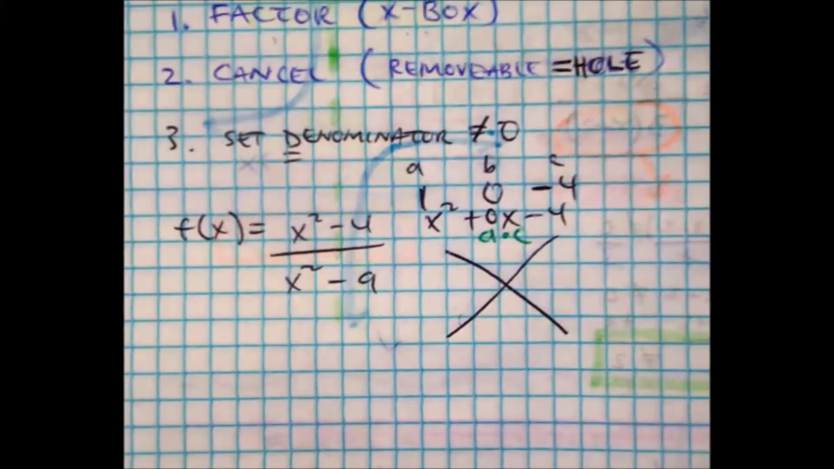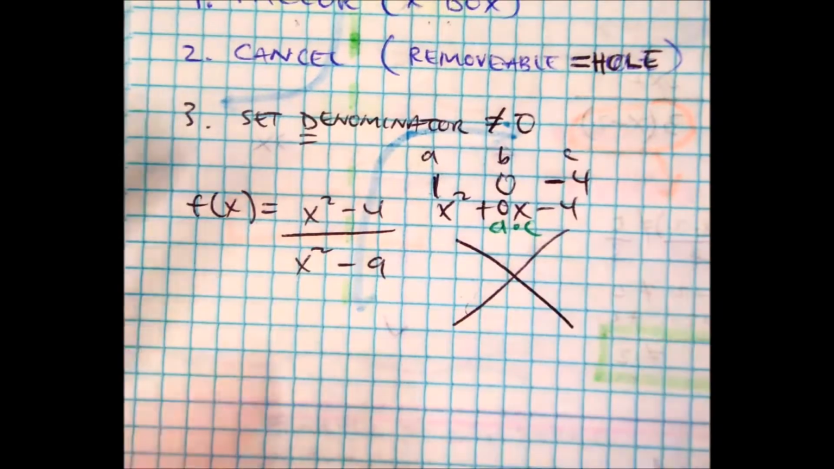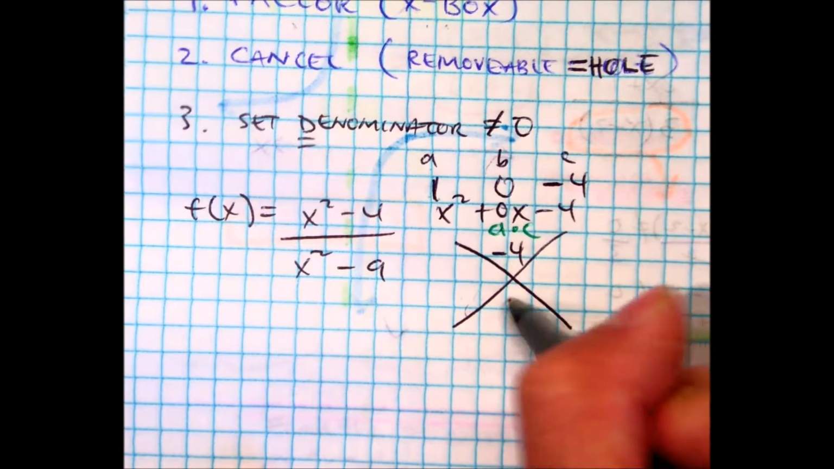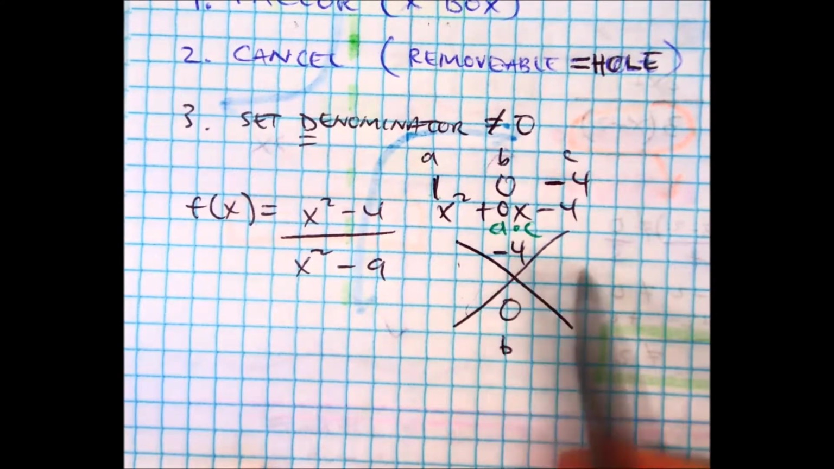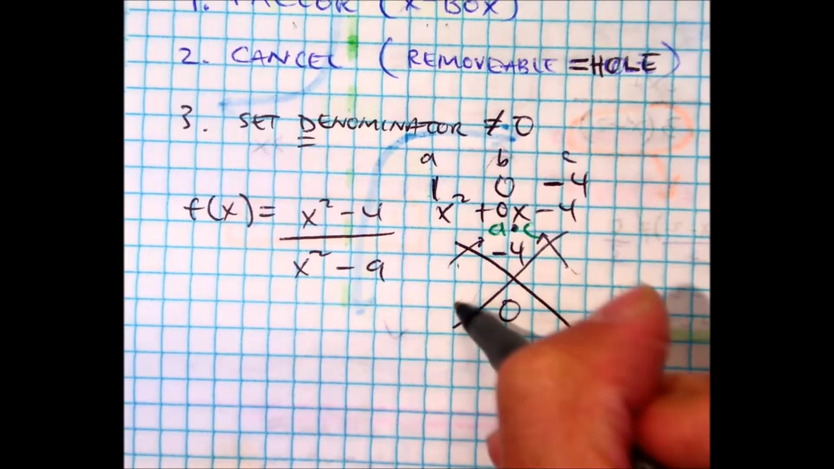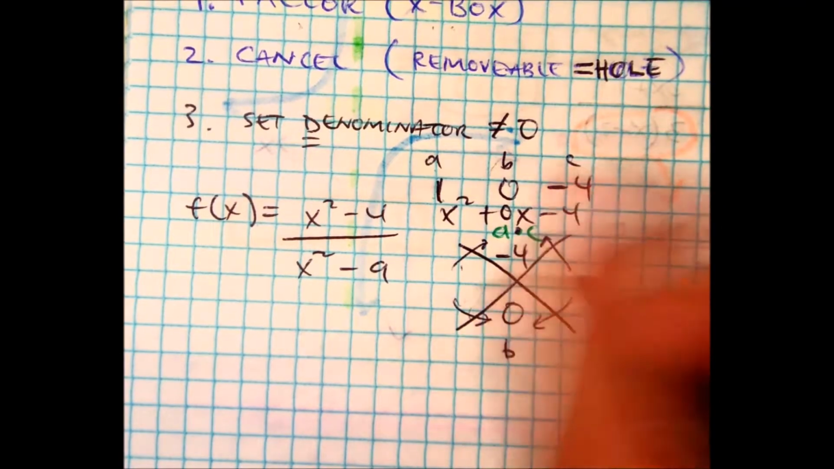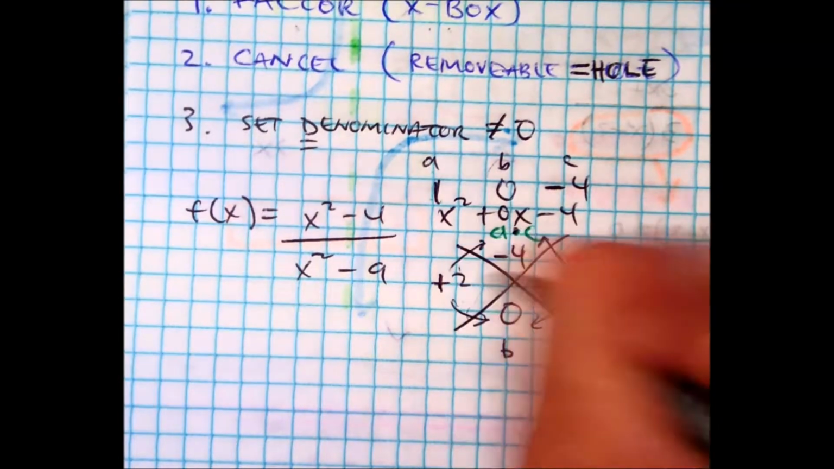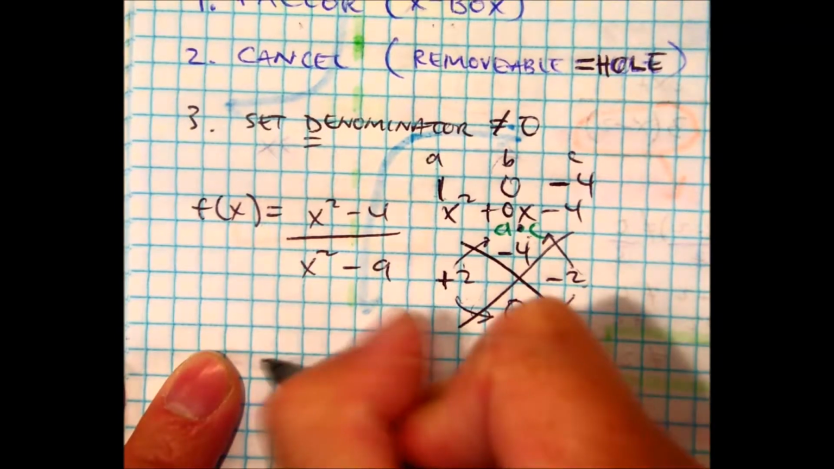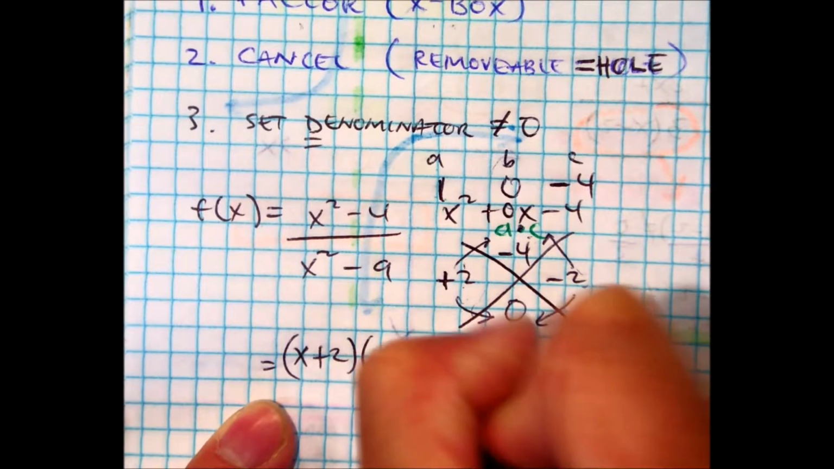Negative 4. I need to find a times c. I need to find two numbers. a times c is 1 times negative 4, so that'll be negative 4. And your b value, your middle term there, is 0. I need to think of two numbers that multiply to be negative 4, but those same two numbers add to be 0. Well, anytime that you're adding to 0, they're going to have to be opposites, right? So that'll be a positive 2 and a negative 2. Those multiply to be negative 4. And so when I write it, I can write it as x plus 2, x minus 2.